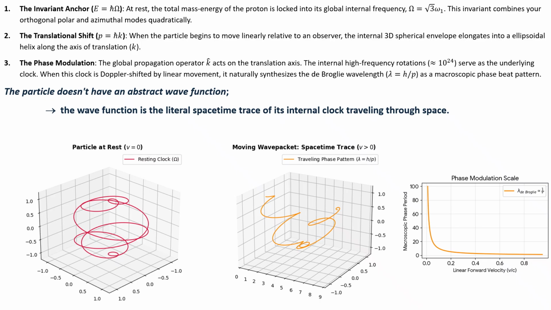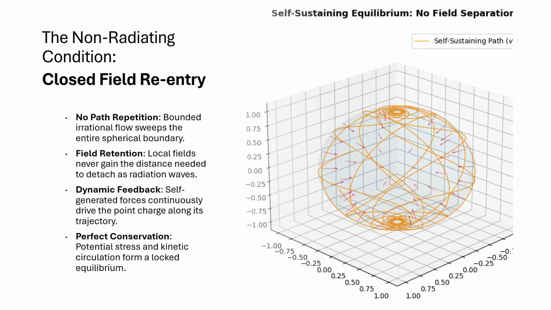So that's an explanation of de Broglie's wavelength as a function of the linear momentum p of the particle as a whole. It's a macroscopic phase beat pattern that you have, which in the standard model or standard quantum mechanics is also there, but as a 2D wave function.